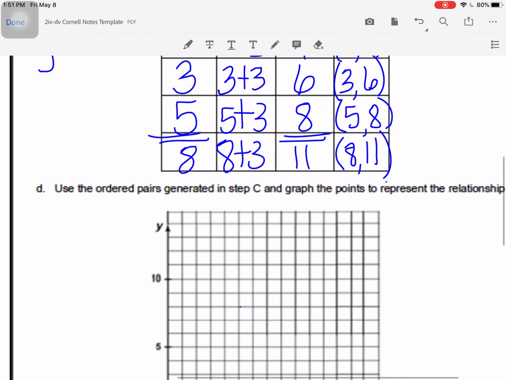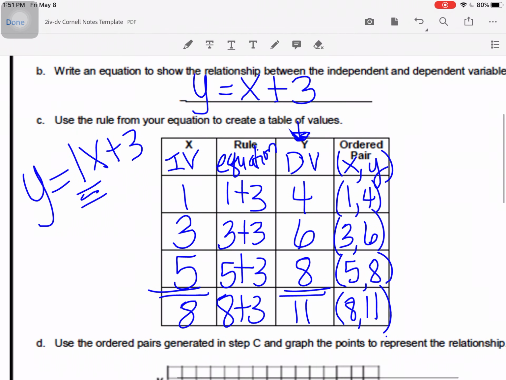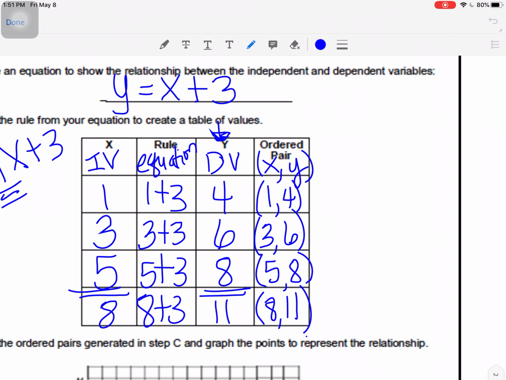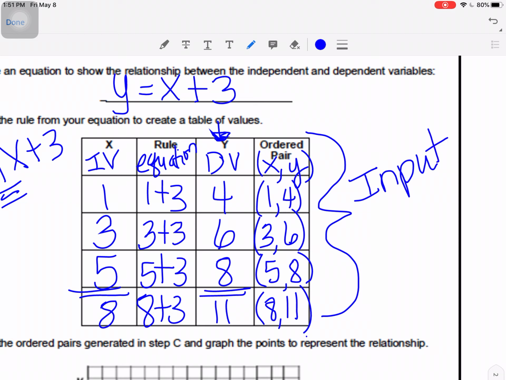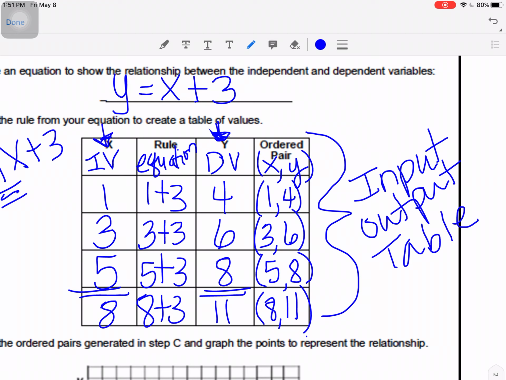So now we're going to graph them. Before we do that, let me tell you that this is called an input-output table. Your X is your input, your Y is your output. It's also known as a function table, and you will talk more about this in 8th grade.